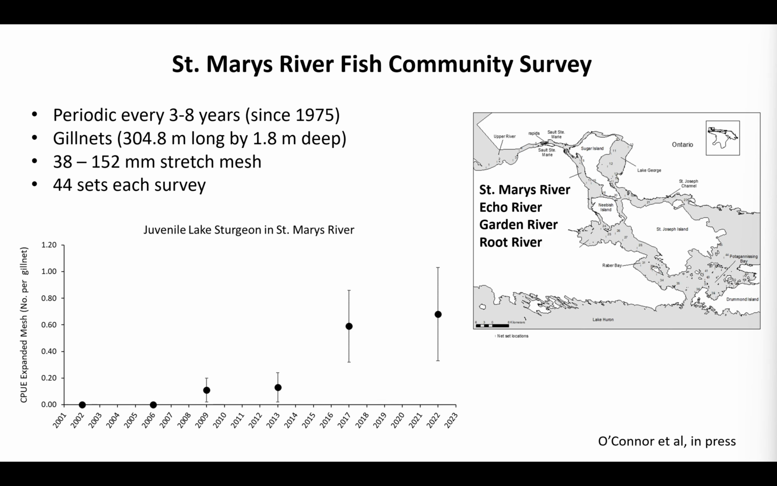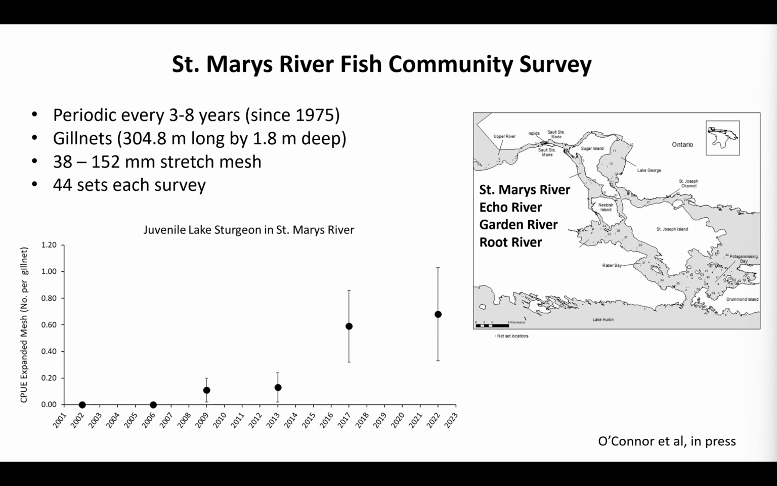And I only went back to 2002 with this data because there was a change in gear types. So you can see in 2002 and 2006, there weren't any juvenile lake sturgeon that were captured. In 2009 and 2013, numbers started to inch up a little bit. And then in 2017, I think we really thought something was going on, and there were even more fish captured in 2022 in that effort. And this was just as many fish as were captured, or equal to about numbers, in the 1975 survey.